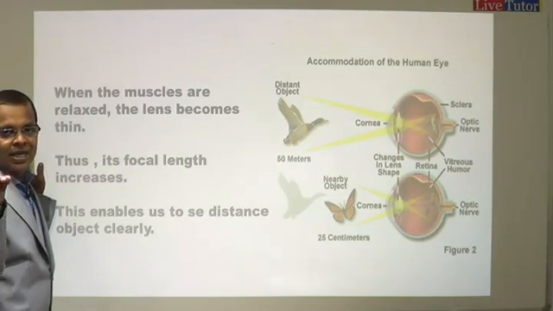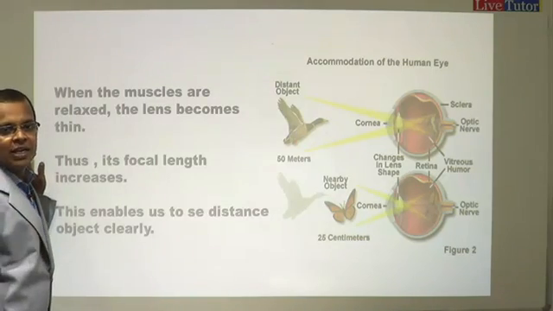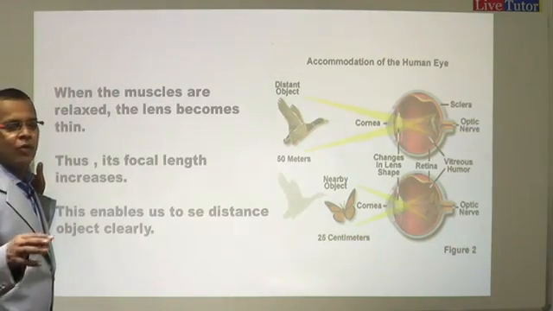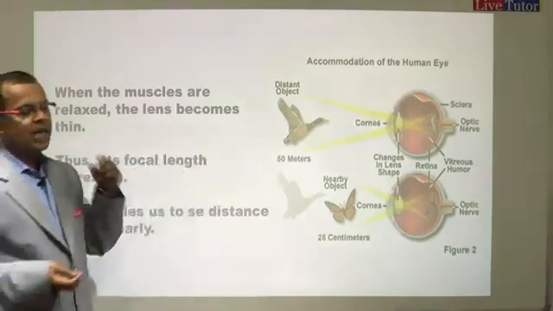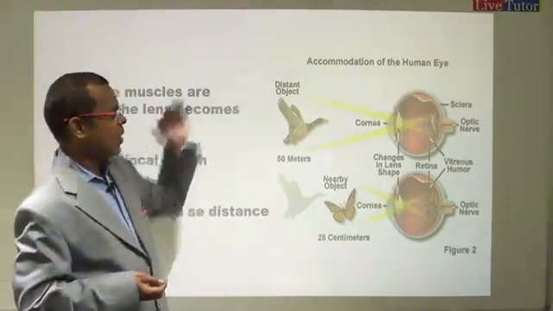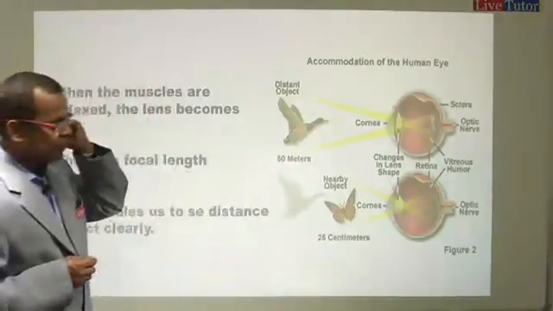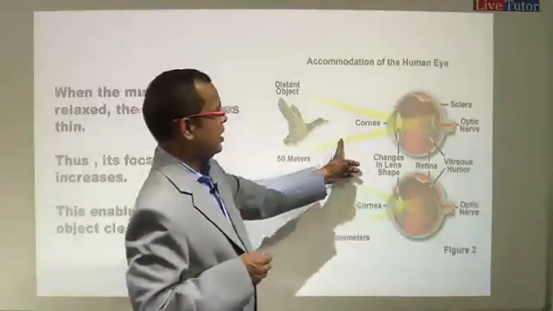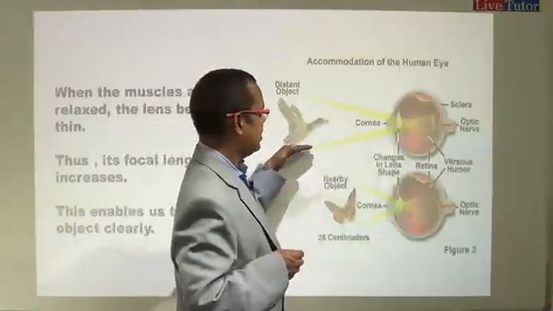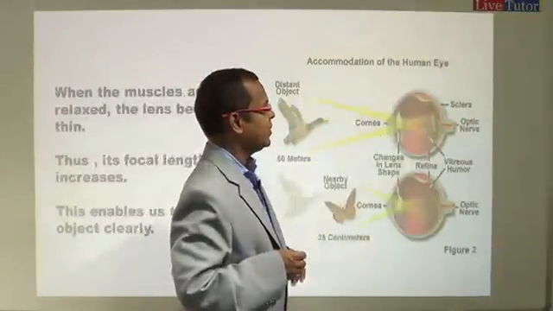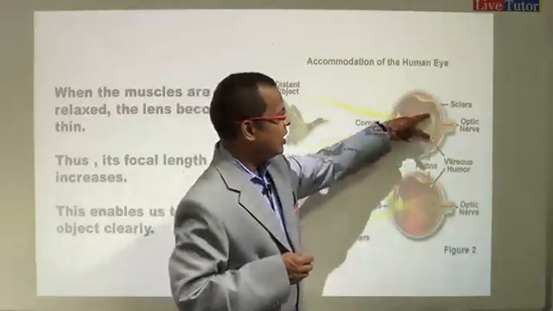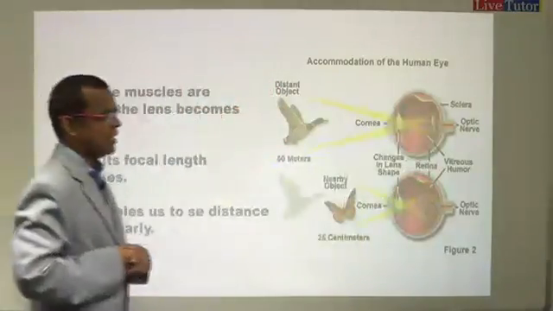When the lens becomes thin, what will happen? The focal length will increase. So what will happen if the focal length is increasing? Here you can see that there is an object, a distant object. Suppose, for example, 50 meters. Now it is just entering the eye. Now the image is formed on the retina.